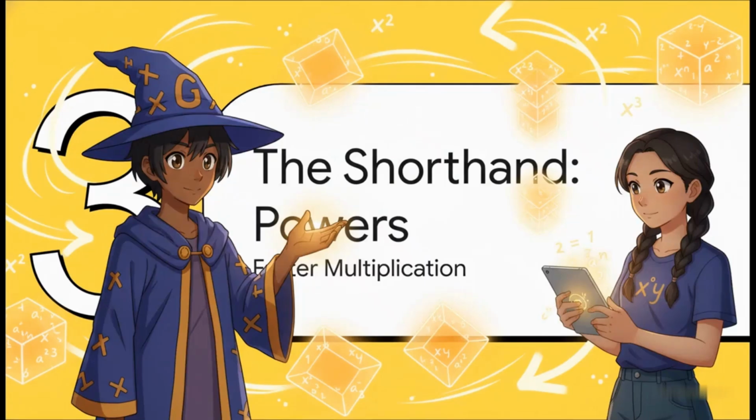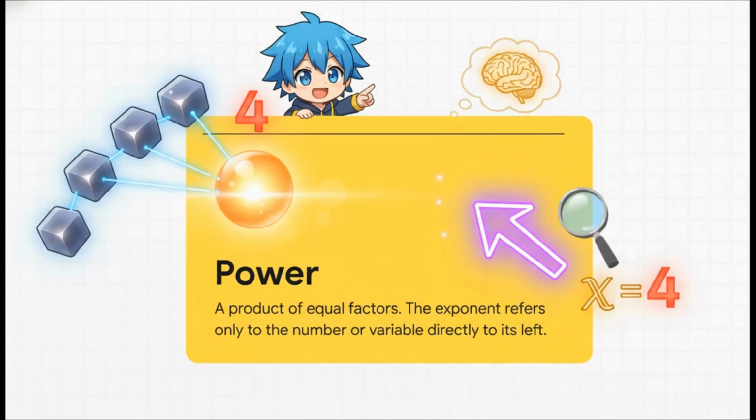Okay, moving on. Every language develops slang and shorthand to say things faster, right? Well, algebra does too, and one of its most powerful shortcuts is the idea of powers. A power is really just a fast way to write repeated multiplication. The number or variable you're multiplying is called the base. The tiny little number that tells you how many times to multiply it is the exponent. And here is the golden rule. You absolutely have to remember this. An exponent only applies to the thing it's directly touching on its left.